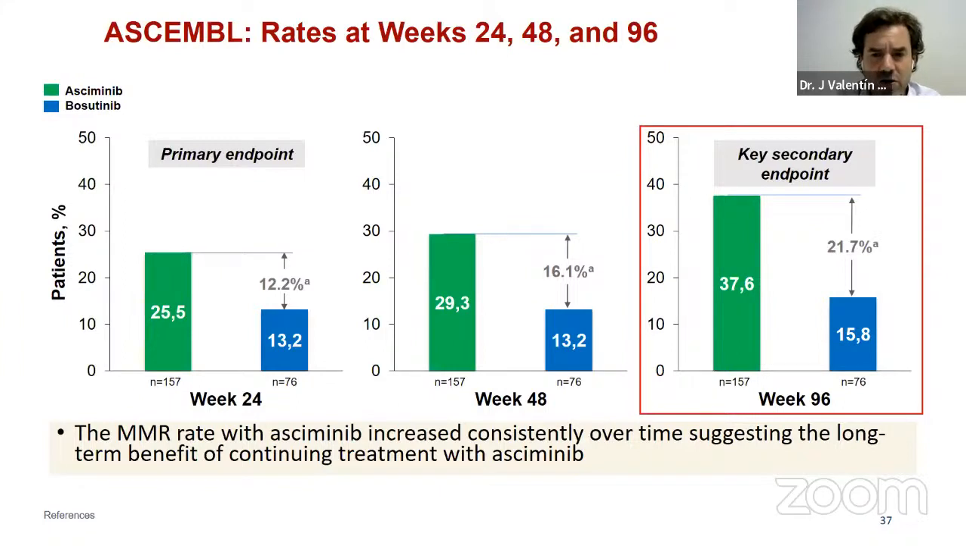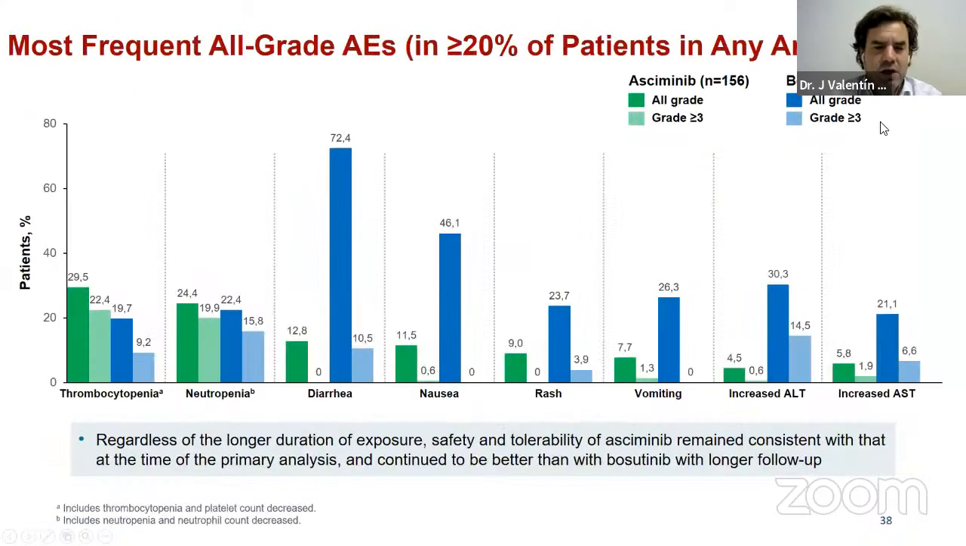We can see how the primary endpoint, that was the probability of major molecular response, was double with asciminib compared to bosutinib, and some other endpoints such as complete cytogenetic response and molecular response were also superior for asciminib. And thanks to the specific inhibition that I previously showed you, we can see how this drug is really very well tolerated.